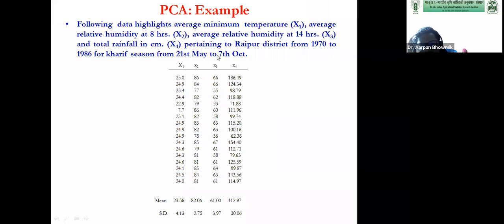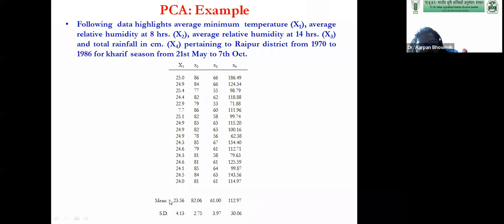So this is the data structure. There are 4 variables: average minimum temperature, average relative humidity at 8 hours, average relative humidity at 14 hours, and total rainfall in centimeters. Okay. Now, as these are weather parameters, they are supposed to be correlated with each other. In this scenario, what do we do? First, we calculate the mean of all the variables.